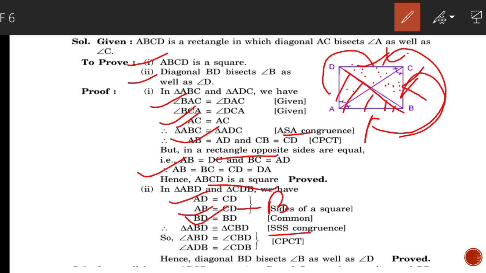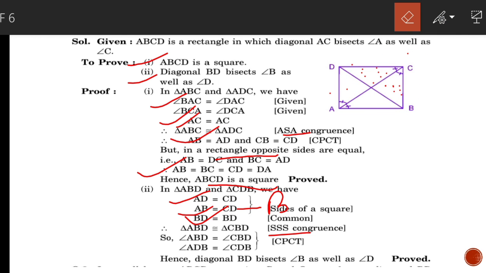So by triple S we can say that the triangle ABD and the triangle CBD are congruent to each other. Since the triangles are congruent, we can write angle 1 is equal to angle 2, so ABD is equal to angle CBD. Again, angle 3 is equal to angle 4, so ADB is equal to CDB. That means BD bisects angle B as well as angle D.